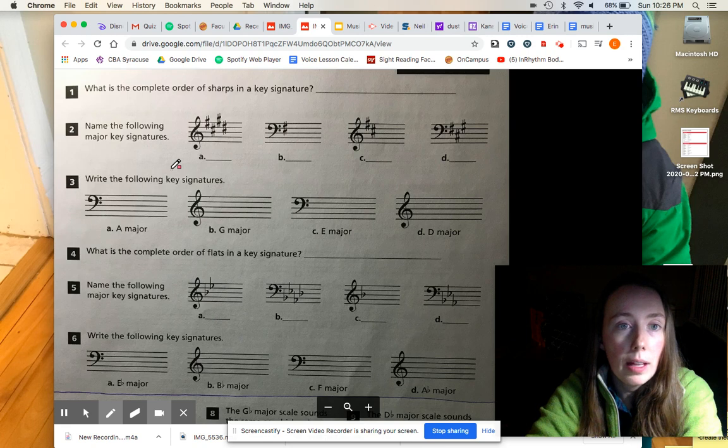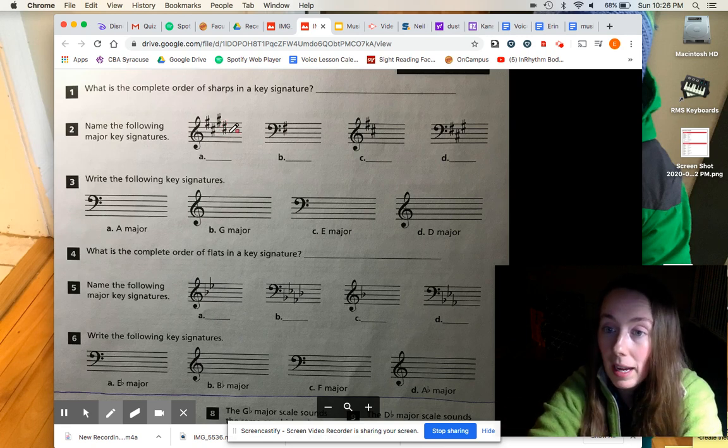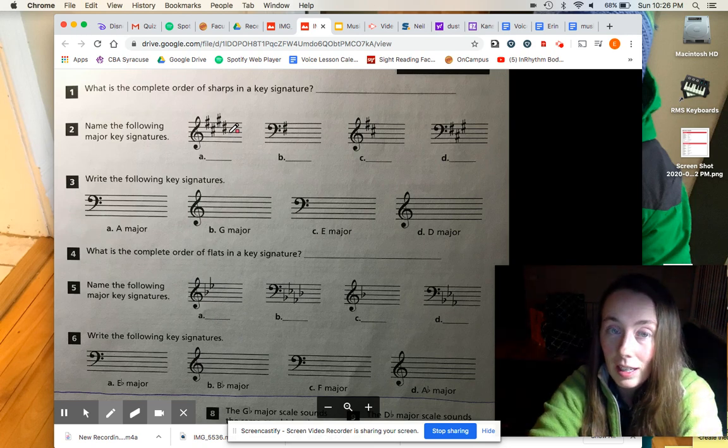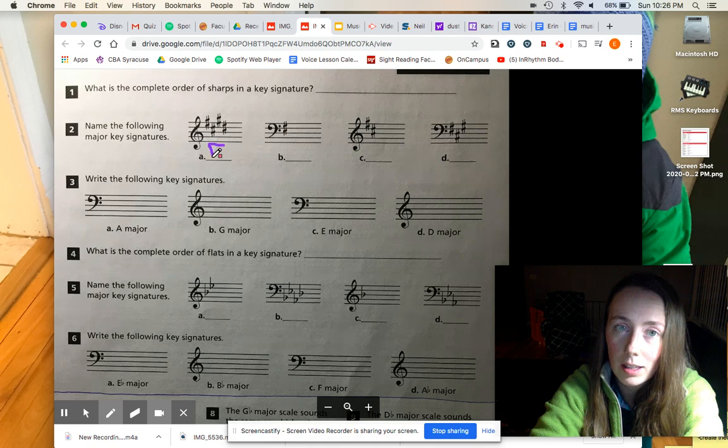Number 2, name the following major key signatures. So this one has 4 sharps. So I would look back to that page that had the circle of fifths. I'd find the key that had 4 sharps. In this case, it is the letter E. So you're going to draw your E. Okay, so looking for letters there.